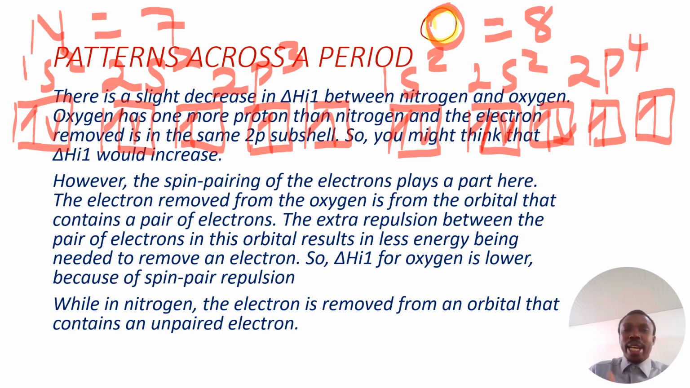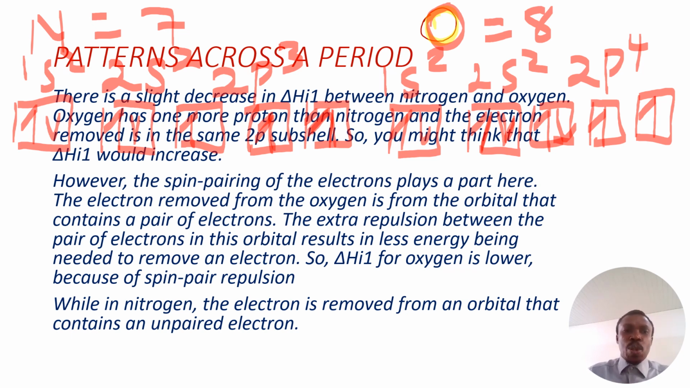But compared to nitrogen, in nitrogen the first electron is removed from an unpaired orbital. So it's easy to remove an electron from a paired orbital compared to an unpaired orbital, because in a paired orbital there's what we call spin pair repulsion. Since both electrons are negatively charged and they spin in opposite directions, repulsion has already taken place. So you need less energy to remove the electron in a paired orbital in oxygen compared to nitrogen, where the first electron is removed from an unpaired orbital. So that is why the ionization energy of oxygen is lower than that of nitrogen, and the ionization energy of nitrogen is higher than that of oxygen.